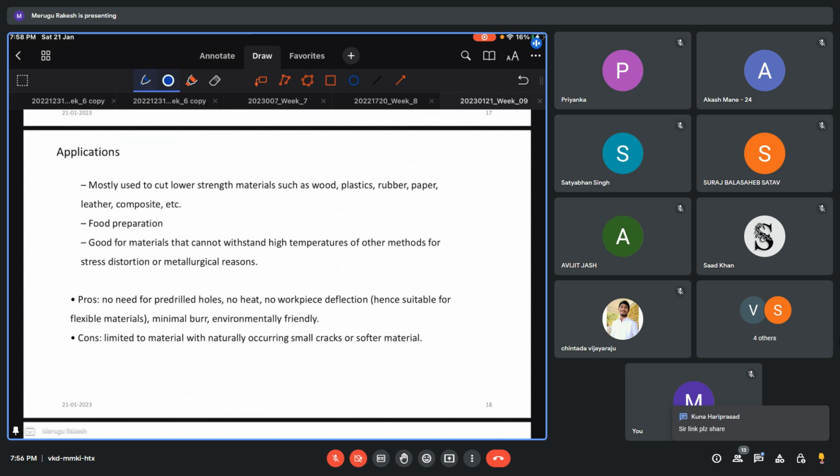So now come to the applications. We use it for low strength materials such as wood, plastic, rubber, paper, leather, etc. I have combined all these applications. Water jet machining we can use for cutting frozen meat or marbles, as I said, which are a little brittle kind of things, whereas abrasive jet machining is also for brittle materials.